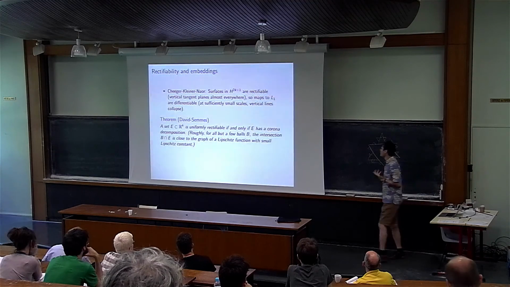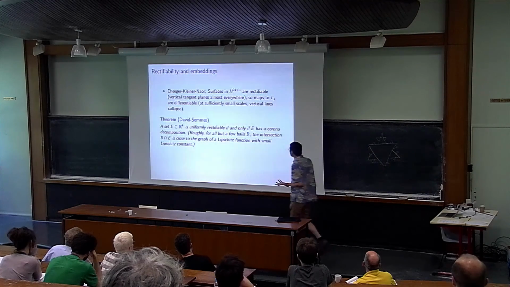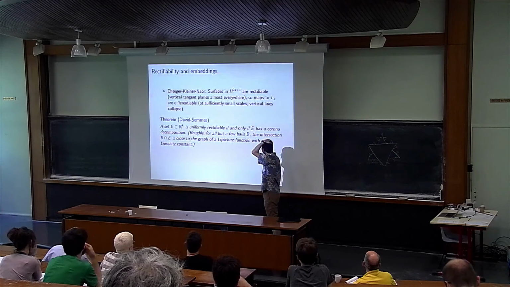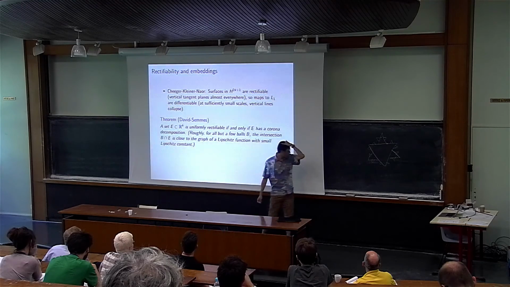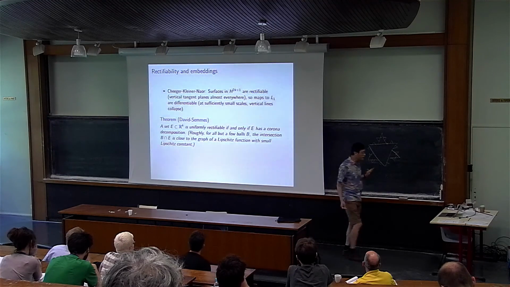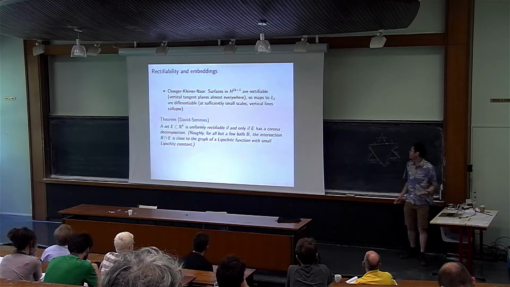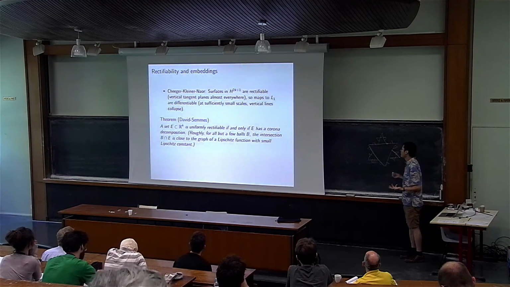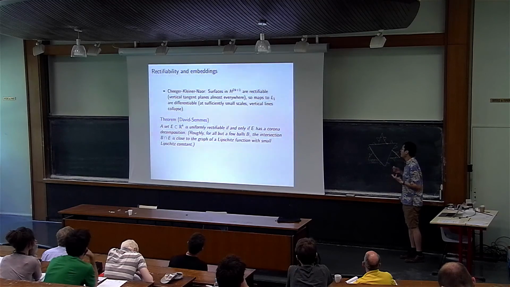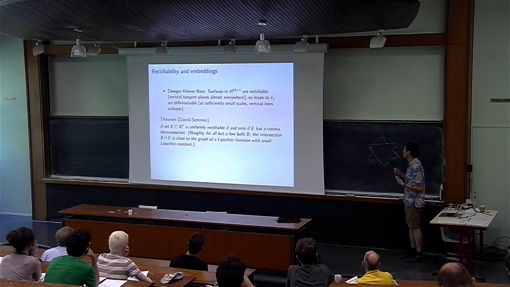It is not, however, uniformly rectifiable, or it's not uniformly rectifiable with any reasonable constants. I don't want to get into the definition of uniform rectifiability, but one definition is that a set is uniformly rectifiable if, for all but a few balls, the intersection of a ball with the set is close to the graph of a Lipschitz function with small Lipschitz constant.